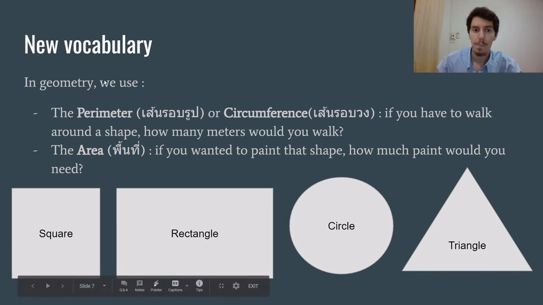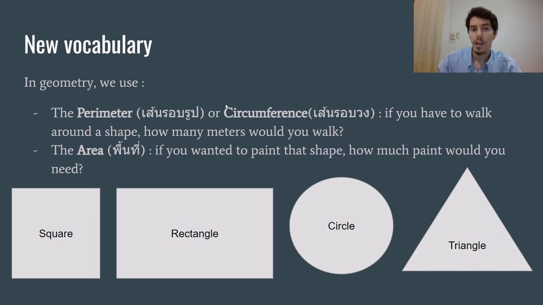Okay, so the first thing is the perimeter. I think in Thai this is Senorak Ru. And the circumference, Senorak Wong, I think. So we have two different words. We will use the perimeter for some shapes like the square, the rectangle, the triangle, what we will call the polygons. I will explain more about that in a minute.